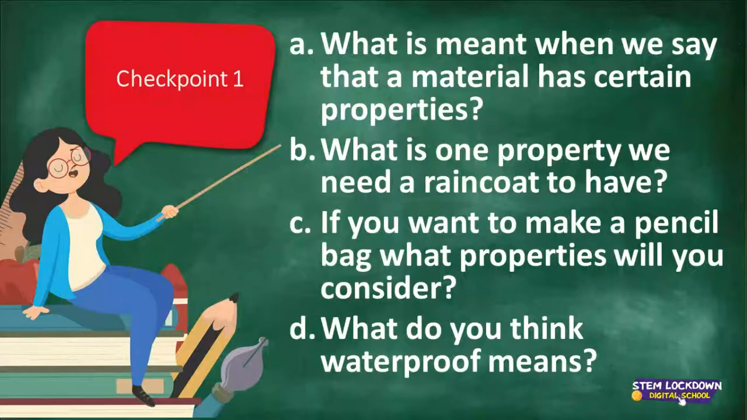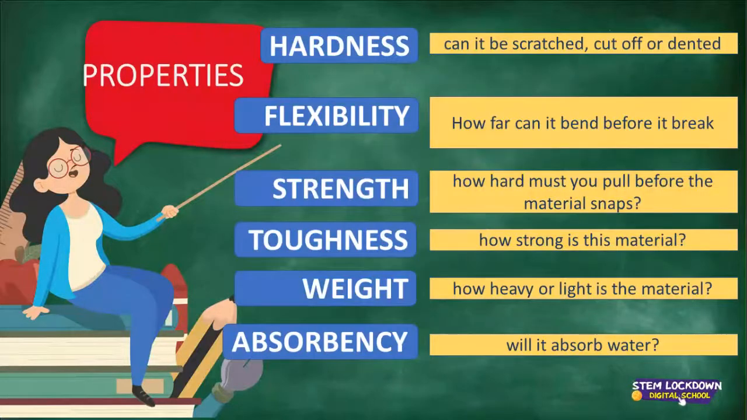Now let's go to the next part. Here is a summary to show you what we did and what is important. These properties are very important for you to know in grade 4. There are many other properties that I did not include here. So these are the standard properties that are appropriate for the level where you are. So you only have to consider the hardness, meaning can it be scratched or cut off or dented?